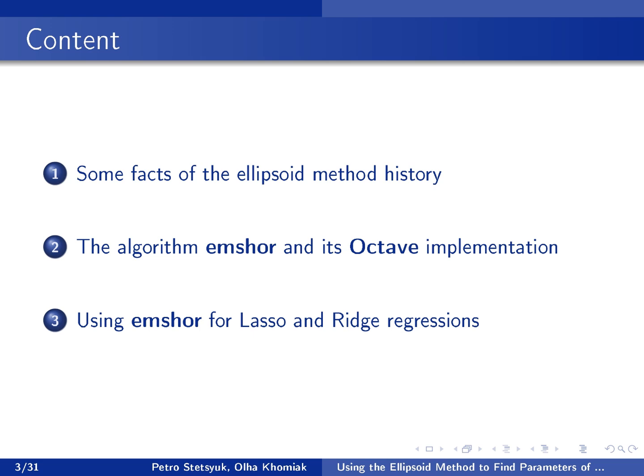Our report consists of 3 parts. The first part is related to some facts from the history of the ellipsoid method. The second part is dedicated to the Emscher algorithm and its implementation via the Octave language. We will explain why the method is called that way in our report. The third part is the central part and presents the use of the Emscher program for lasso and ridge regressions, although in fact it will be a broader class of regression problems that includes the above regressions.